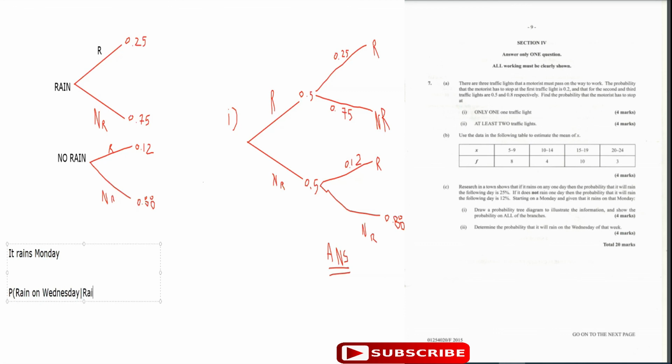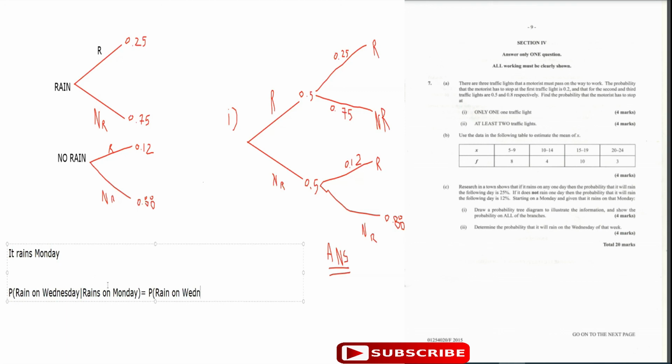Given that it rains on Monday, we need to find the probability that it rains on Wednesday. The probability that it rains on Wednesday, given that it rains on Monday, is equal to the probability of rain on Wednesday given rain on Monday. So this is a conditional probability.